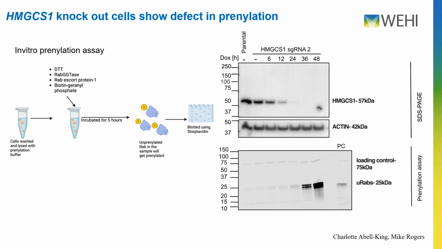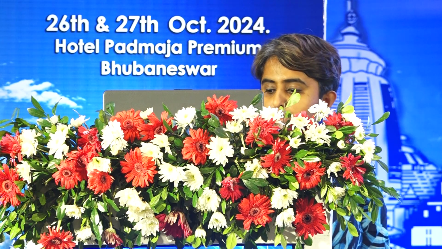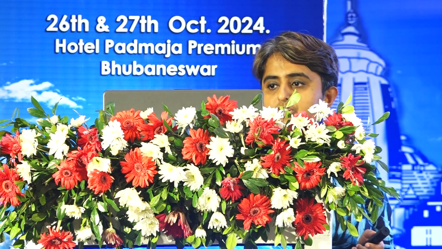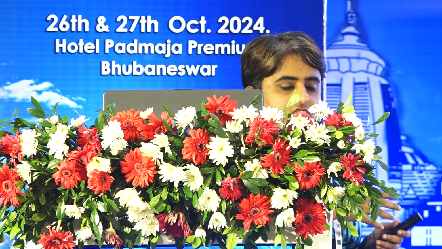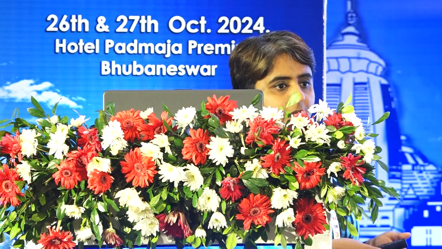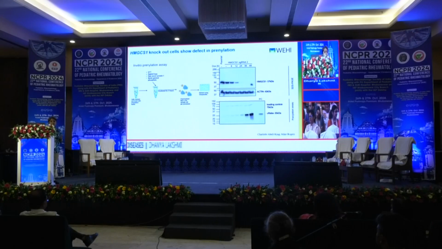And we also did a prenylation assay with the help of one of our collaborators, Mike Rogers in Sydney. And this is a pretty cool assay that he has developed. This is to check the levels of unprenylated protein. So here we can see that our HMGCS1 knockout cells actually show a defect in prenylation. So this clearly shows us that this particular gene is involved in that particular pathway, results in a prenylation defect, and the inflammation there is probably driven by pyrin.